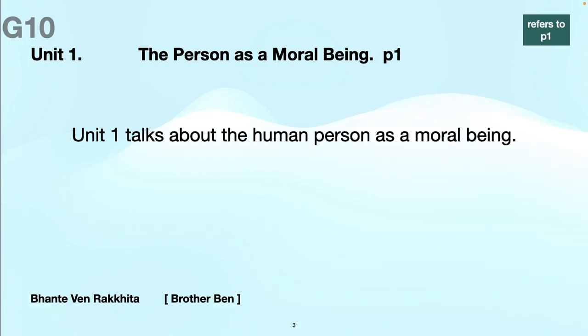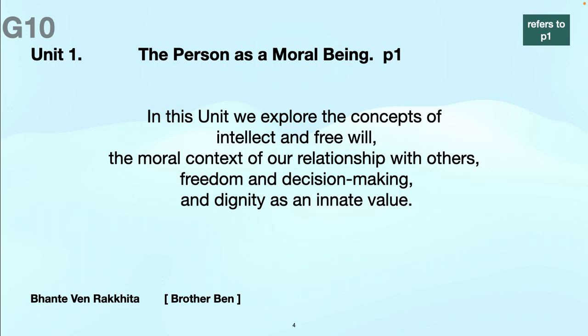Unit 1 talks about the human person as a moral being. In this unit, we explore the concepts of intellect and free will, the moral context of our relationship with others, freedom and decision-making, and dignity as an innate value. You'll find this on page 1 of your books, with a big illustration on there.